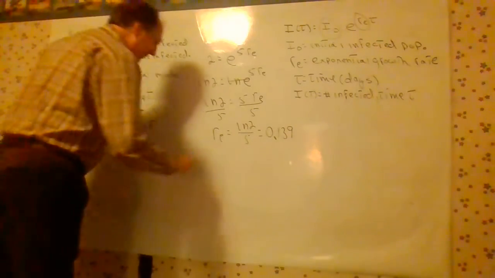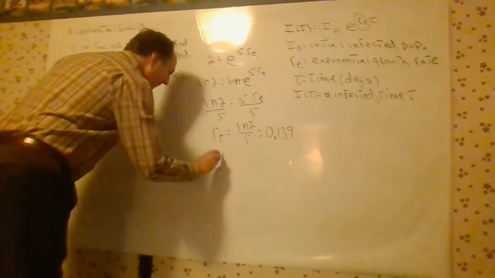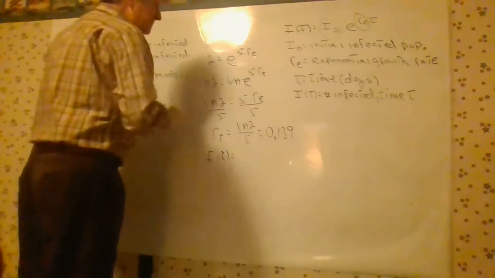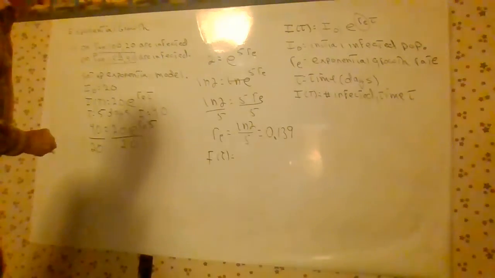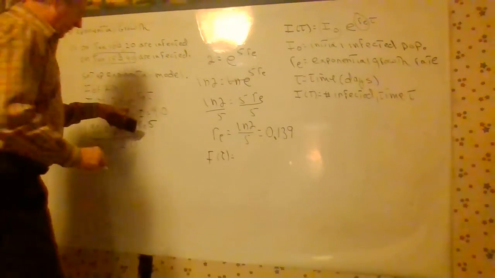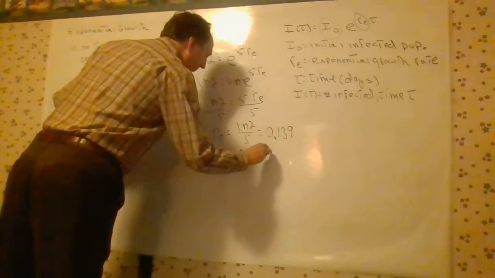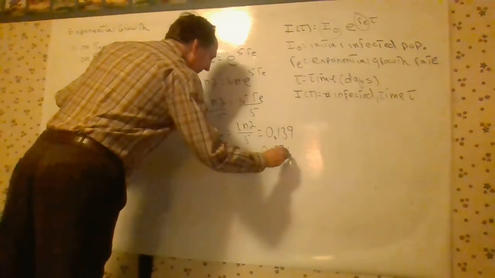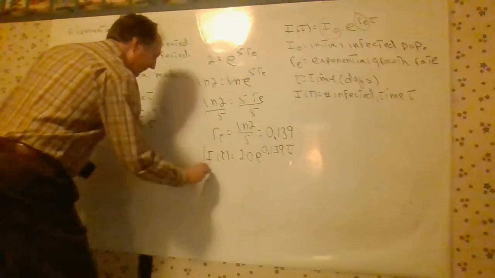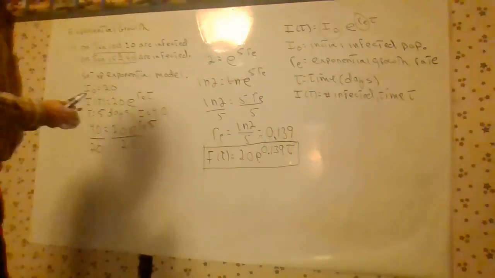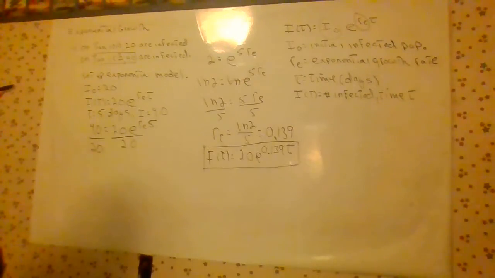And so we have I of t is equal to, we can plug it back in here, 20 e to the 0.139 t. And there's our exponential model right there. Okay, that was our goal.